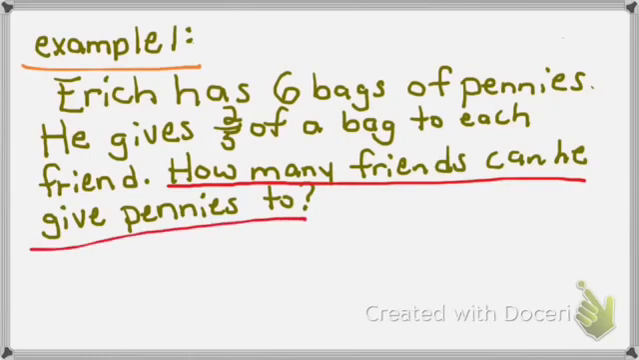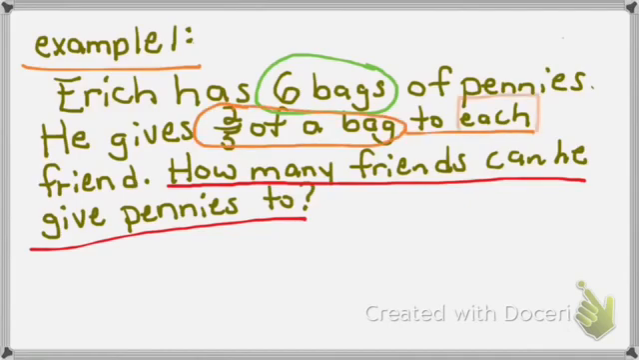The next thing I'm going to need to focus on is what I already know. Well, I know that he has 6 bags of pennies, so that's what he's going to start with. I know that with those 6 bags of pennies, he is going to give 2/5 of a bag to each friend. Notice it says each, and remember that each means it's either going to be a multiplication problem or a division problem. Let's figure out what type of problem it will be.